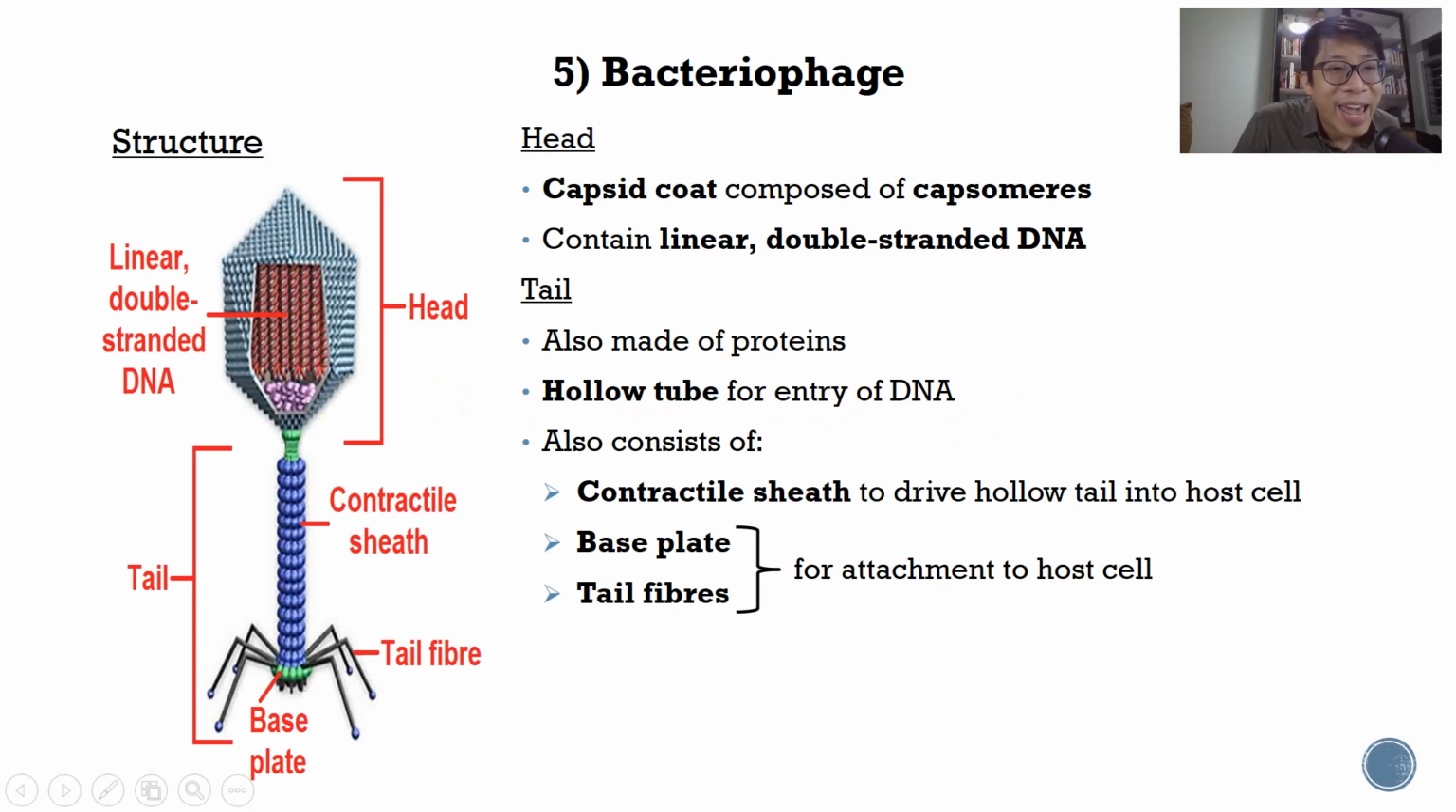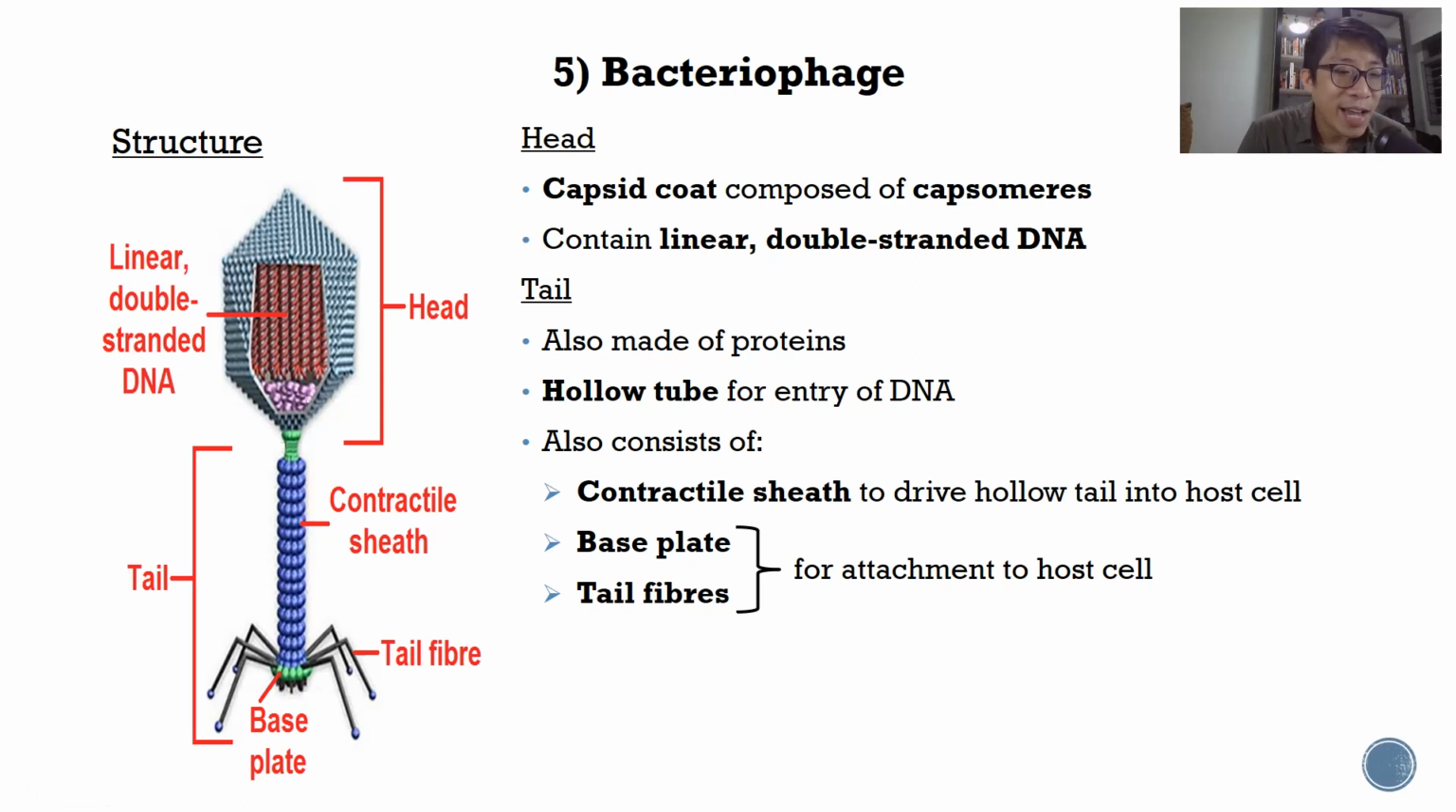Okay, so there is this head structure, which is basically the capsid coat, which contains the genome of the bacteriophage. The genome is in the form of linear double-stranded DNA, usually one molecule, but some phages may have more than one molecule. Okay, and below the head, there's this tail structure, which is basically a hollow tube made up of proteins. On the outside of the hollow tube of the tail there is this contractile sheath. Okay, and at the end of the tail, there's this base plate and usually some tail fibers as well.